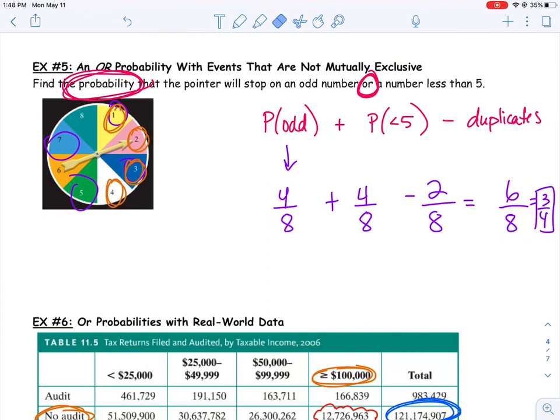You should get a final answer of 3 out of 4. The probability that you'll land on an odd number or a number less than 5 is 3 out of 4. Make sure that you think about those overlaps or the duplicates. That's the most common mistake I see. Students forget about the duplicates.